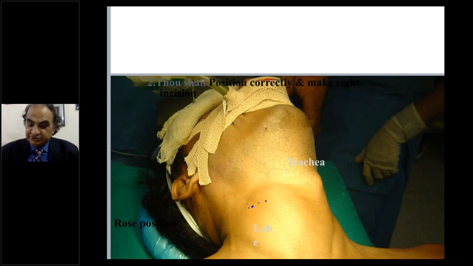That's the Rose position. You can see in this case by pictures I'll show. That's a gland, that's trachea. So head end is up, neck is extended, head on the table is up. That reduces the venous congestion in the neck. But there's a risk it adds, that is, it may actually increase the risk of air embolism. And that can be prevented by doing ligation in continuity. So ligate before you cut any vessel in the neck.